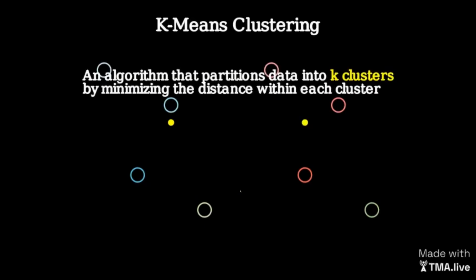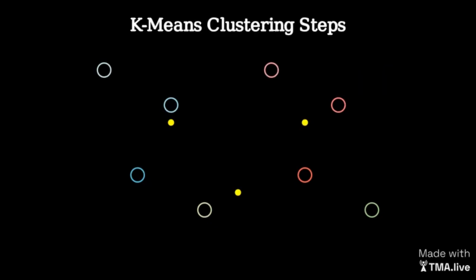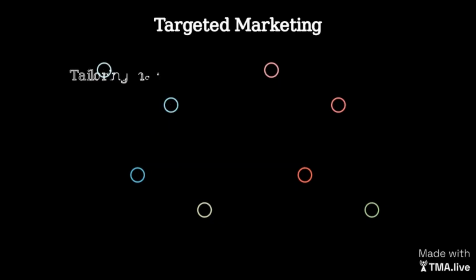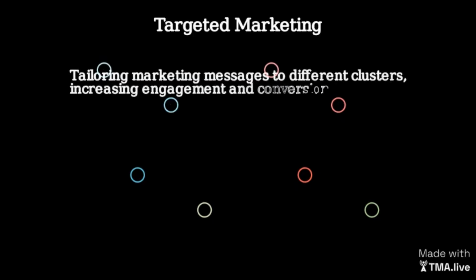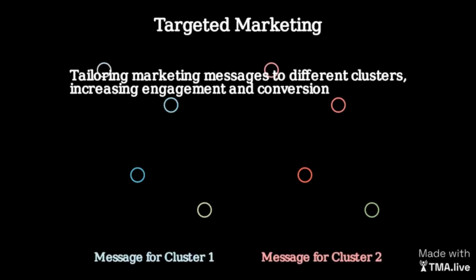K-means is a popular clustering algorithm that divides data points into K distinct clusters. It works by iteratively assigning data points to the nearest cluster center, called a centroid, and then recalculating the centroids based on the new cluster assignments. Here's how K-means works. Initially, cluster centers are randomly placed, then each data point is assigned to the nearest center. The cluster centers are then recalculated as the mean of the points assigned to them.